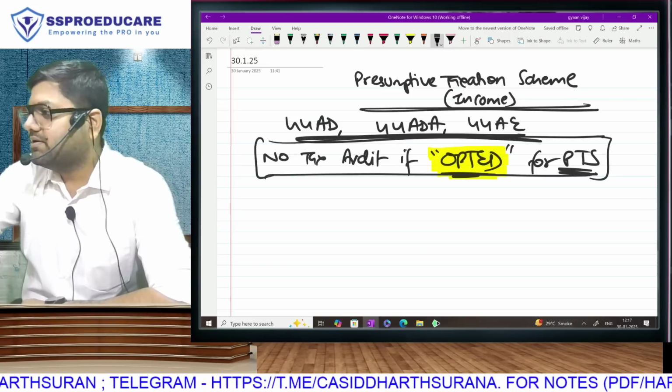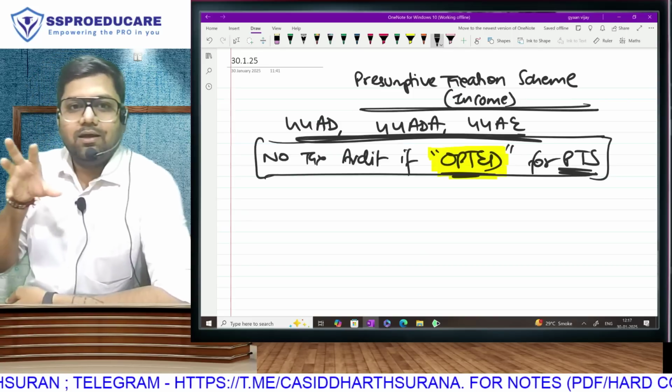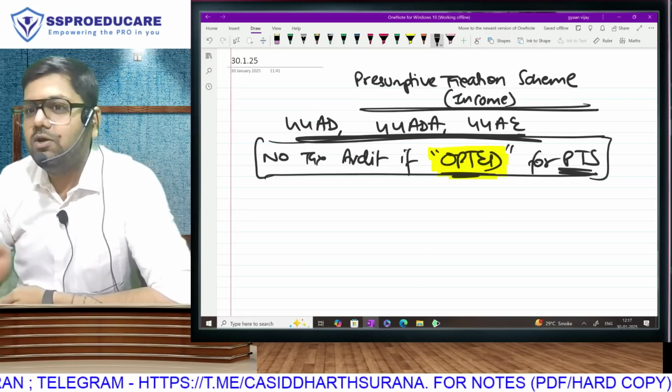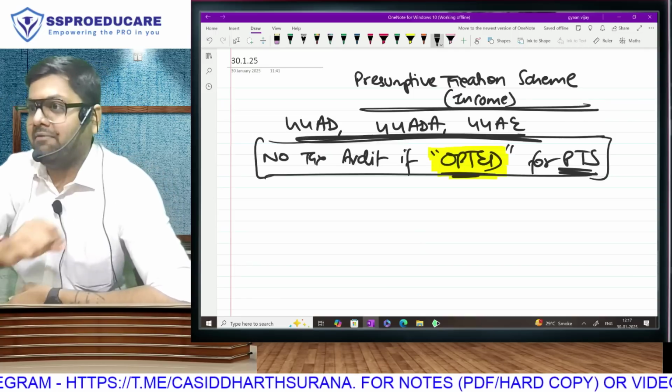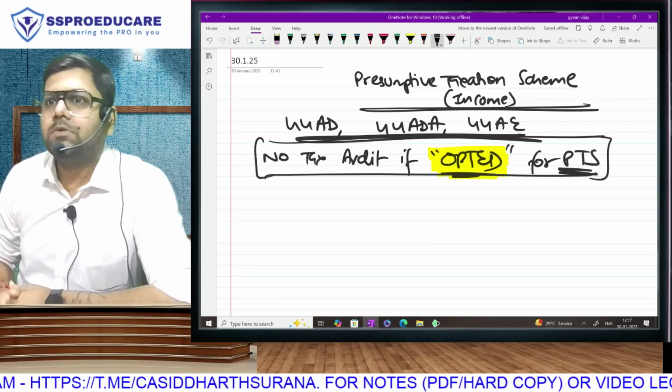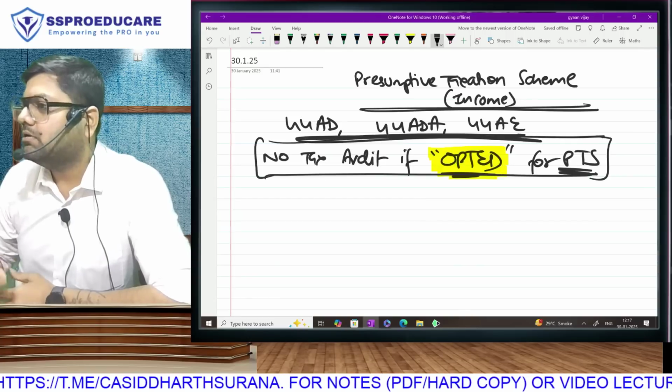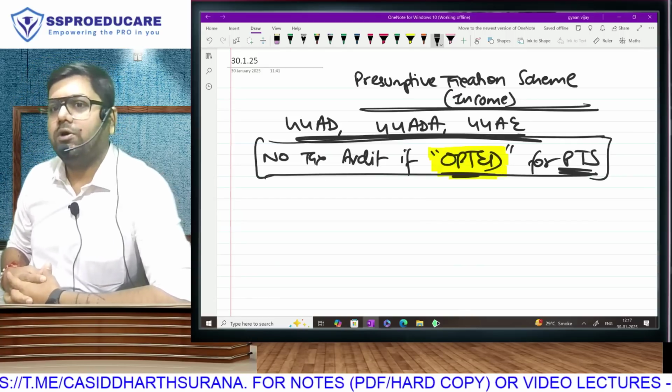You can't audit. You can, it's not like that. But tax audit can happen only on books of accounts. Anybody going for presumptive will not be having books. Then you can't have a tax audit. Do you understand?